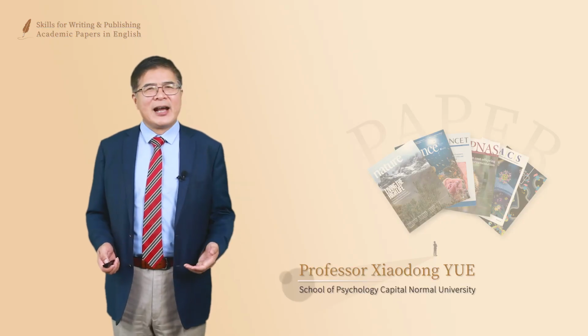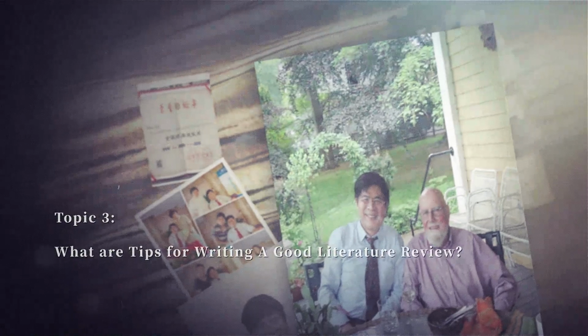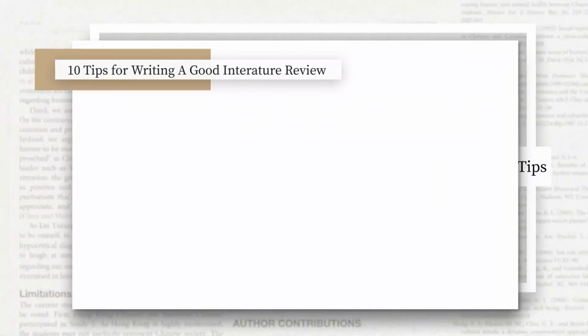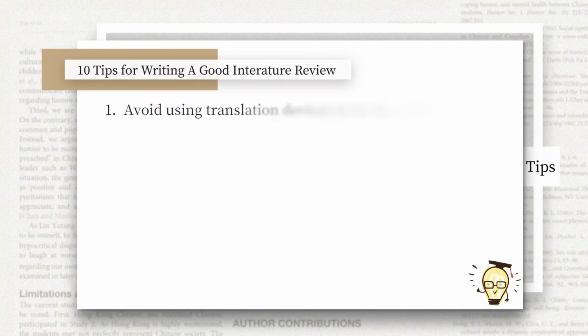All right, having said all of this, what are the tips for writing a good literary review? And here are the tips. First, avoid using translation devices to do the writing. I found so many Chinese students, particularly graduate students, that write in Chinese and then translate it into English using any kind of translation device and immediately submit the manuscript to a journal.